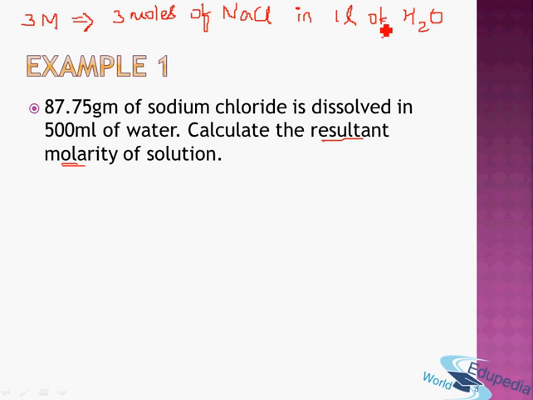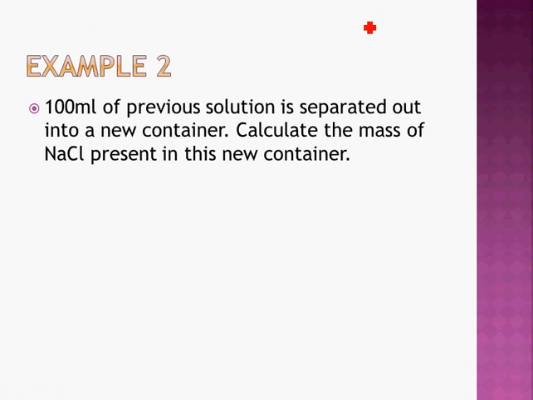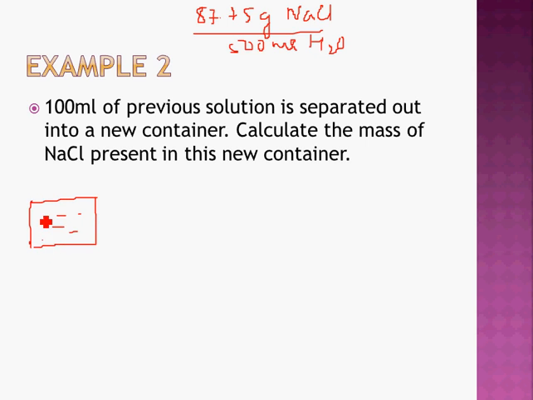Okay, let's see another example. Let's continue this question actually. In this question, from the previous question's solution, I have 87.75 gram NaCl in 500 ml water. So ultimately I have a 500 ml solution. My container has 500 ml solution, and out of this I have taken 200 ml solution. That is, I took 200 ml and separated it out in a new container. Here I have 200 ml of NaCl plus water, and I have been asked to calculate the mass of NaCl present in this new container.